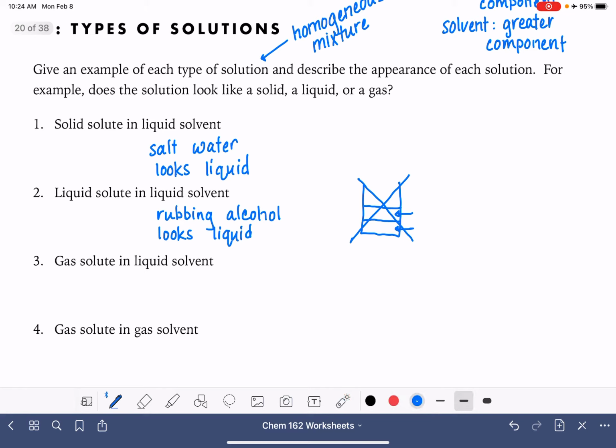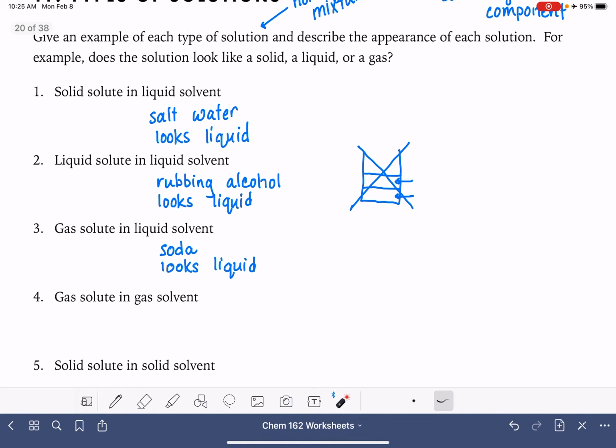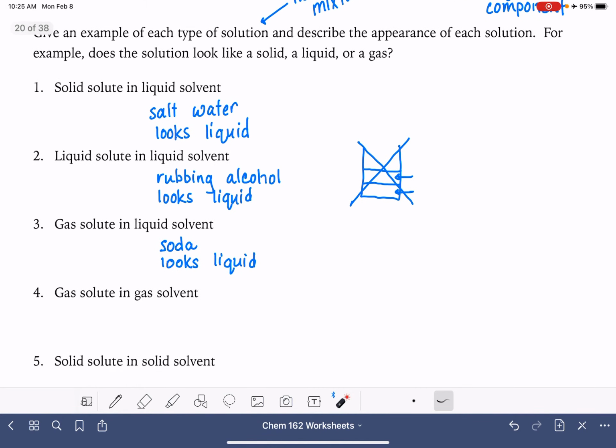Gas solute in liquid solvent. A good example of this would be soda or any sort of carbonated beverage. The solute in that is carbon dioxide gas, CO2, and this is going to look liquid. Now you might be thinking, wait a minute, you can see the bubbles of carbonation in soda, and that is true, but also sometimes you can't see the bubbles of carbonation. Like when you first open it up and it fizzes, you can see all those bubbles of carbonation, but as it settles down a little bit, that gas stays dissolved. When you don't have quite as much gas crammed into that liquid, it does become a solution.